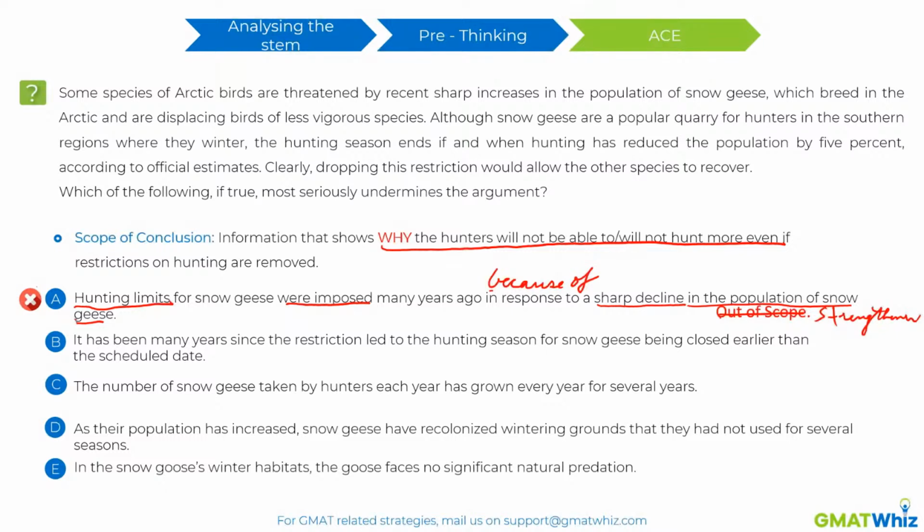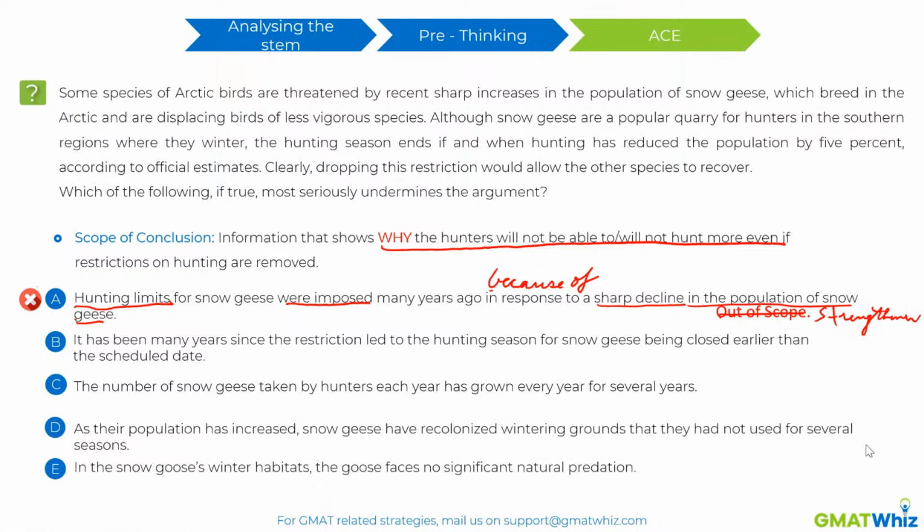So guys, is A clear? A is a strengthener. Is that clear to all of you? Yes, Aranya. Yes, guys. Is choice A clear, why it is a strengthener and not the correct answer? It is telling us that if you remove the hunting limit now, then the decline will start. All right, let me move to B.